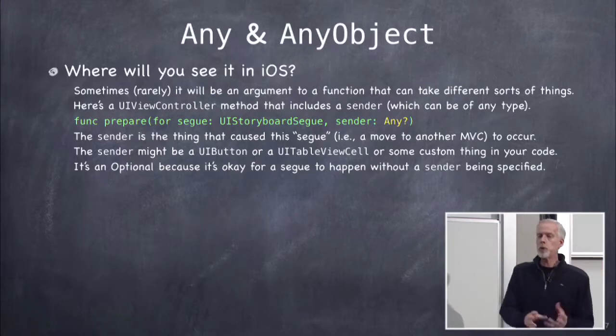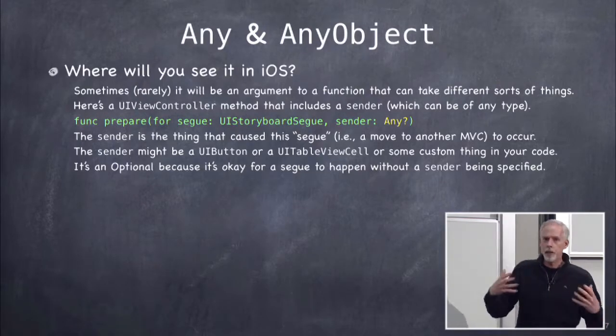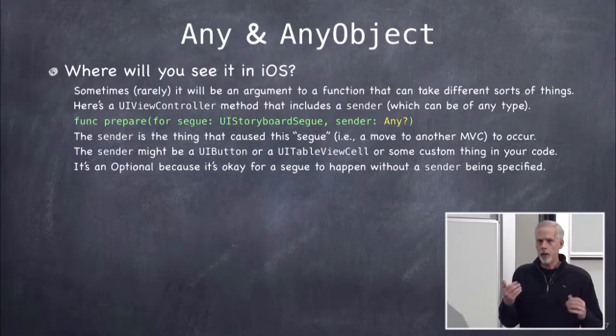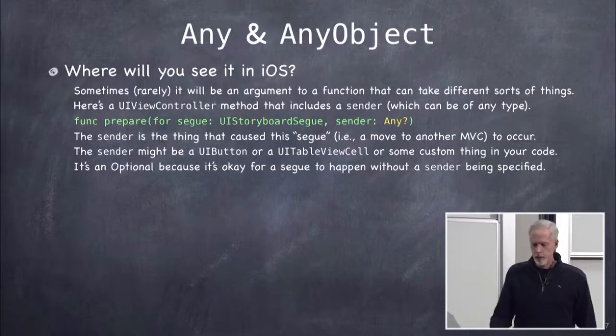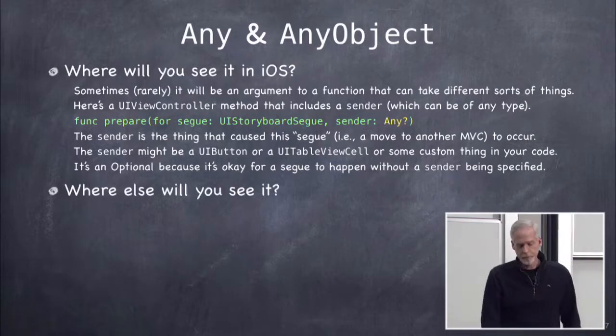So if this were a Swift API, they wouldn't have done any. They'd have had a protocol where you could be a segue sender, and you'd have to implement probably some functionality that would make sense here. But in this case, it's any. It's known as optional any too, because you can have nil. A sender could be nil.